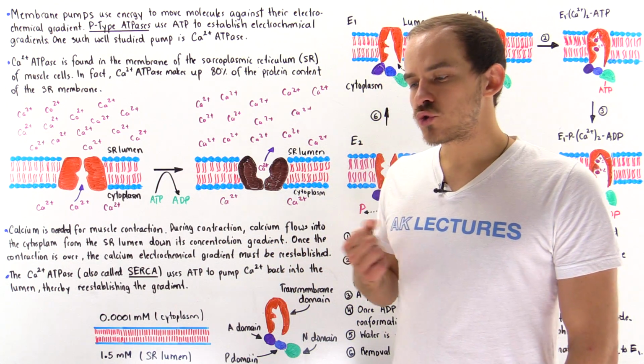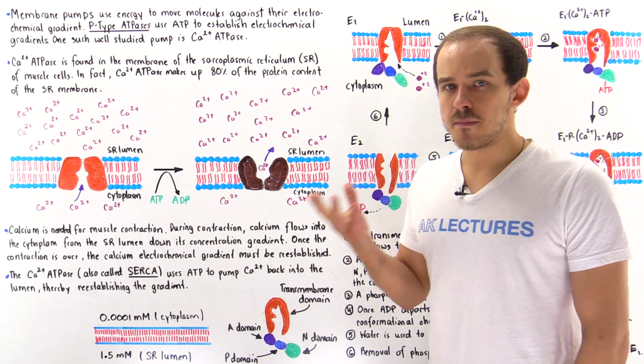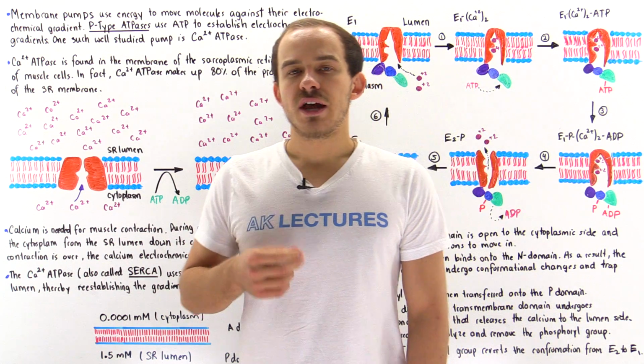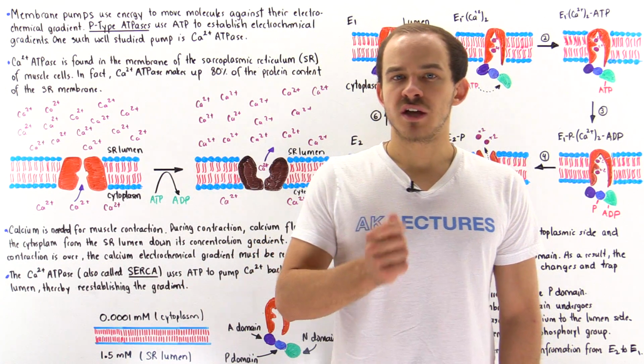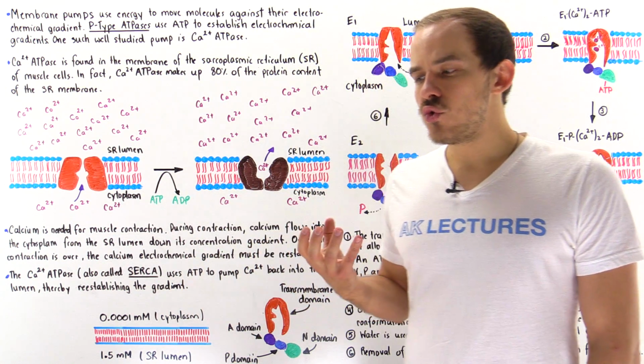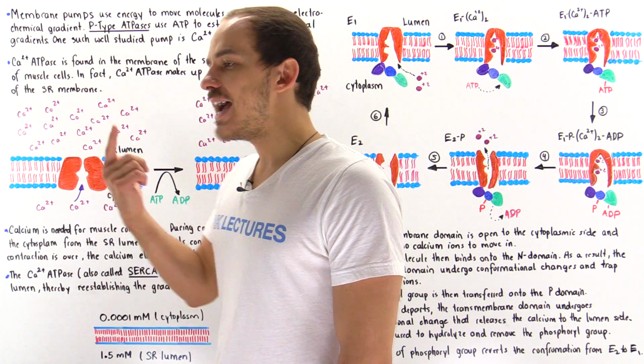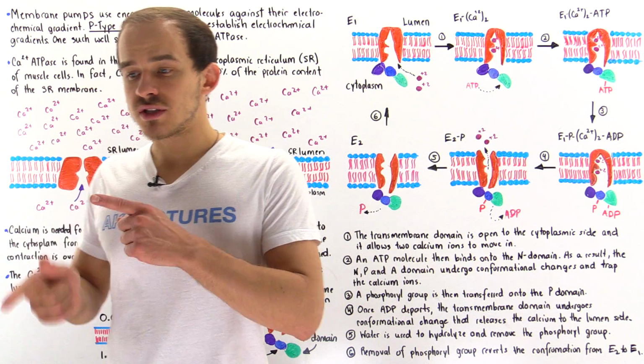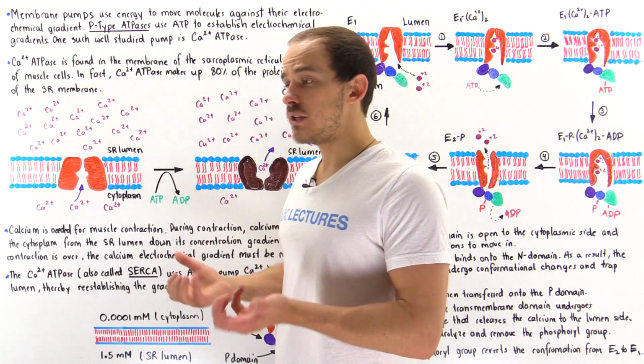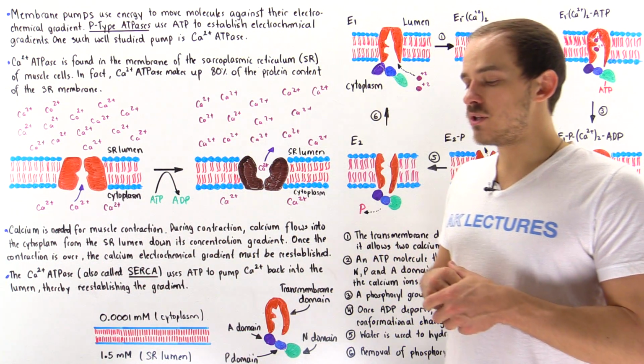Protein pumps are transmembrane proteins that exist within the membranes of our cells that function to generate electrochemical gradients. So they use some type of energy source to move these molecules against the electrochemical gradient across the cell membrane, and that ultimately creates this electrochemical gradient.